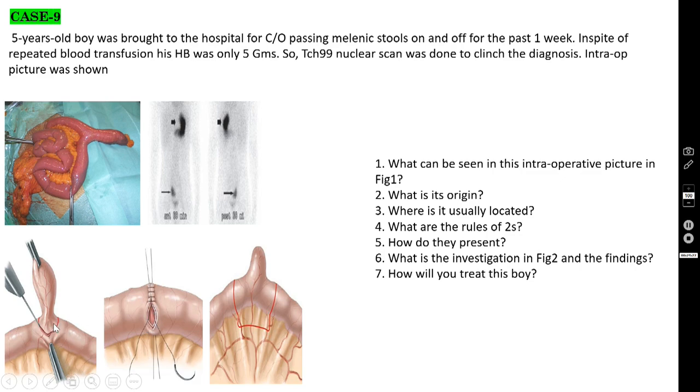Suppose the base is thickened, then you have to do a limited resection like this and an end-to-end anastomosis. You have to resect this part along with the mesentery, and then you have to join this ileum with this ileum, an end-to-end anastomosis. That is what you have to do, based on whether the base is thickened or not. If there is thickening, that means it is having underlying gastric mucosa.